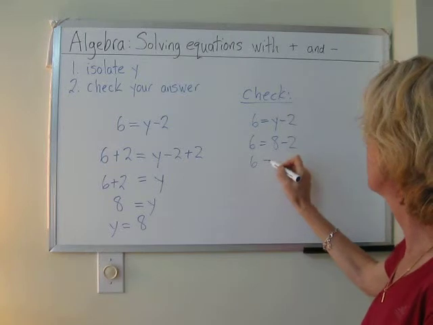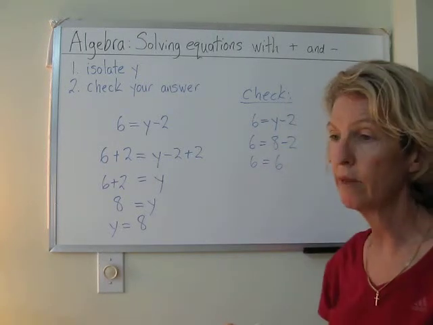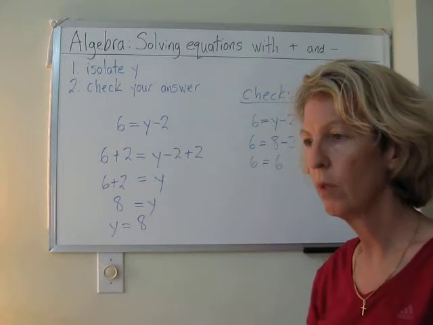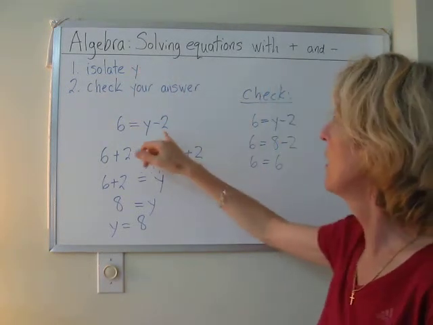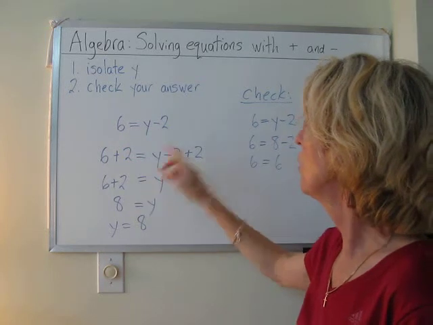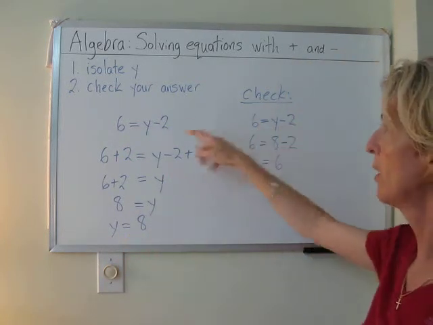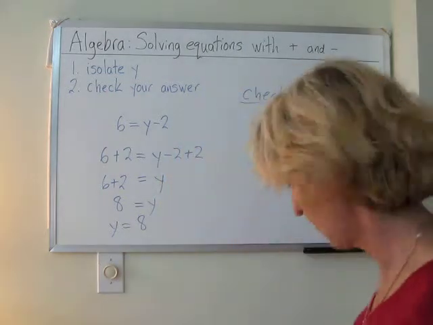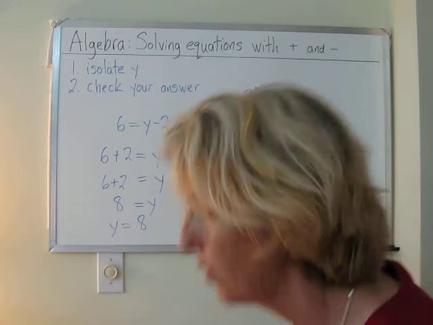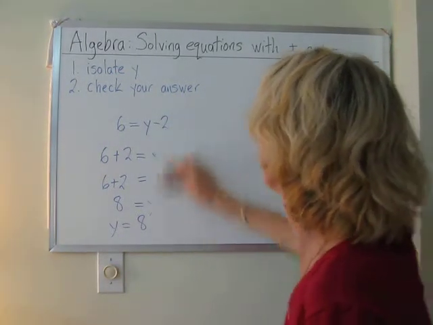We have 6 on this side. What's 8 minus 2? 6. So we got the right answer. Okay? So to solve an algebraic equation that has pluses and minuses in it, we isolate Y, we get our answer, and we do our check by going back to the original equation. Let's find our eraser here and do another example.